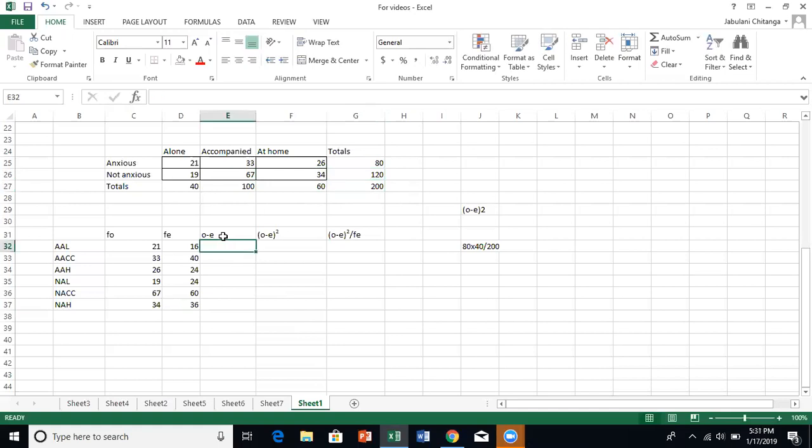So now we want to subtract this. We want to subtract FO. Remember the equation for chi-square of independence: sum of, in brackets, FO minus FE squared divided by FE. So that's what we're doing. So this, the total of this. So that's the equation for chi-square. So we want to subtract this. So it's 21 minus 16.